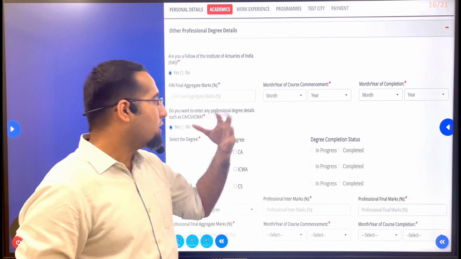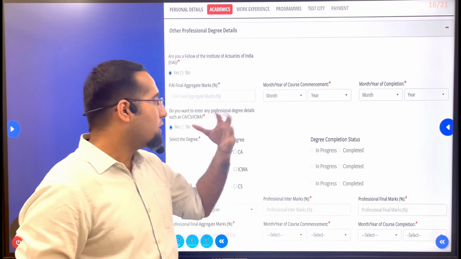Other professional degrees like CA, ICWA, and CS again have in progress and completed options, and you will also have to enter your marks and percentage of marks in the whole process here. Clear? So this sums up the educational details part.